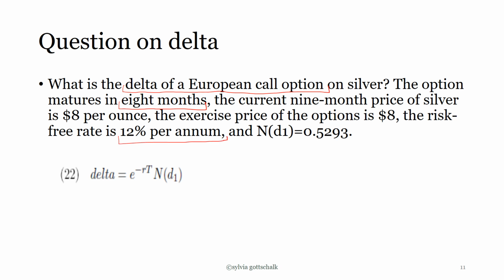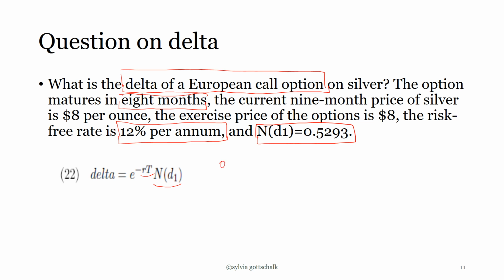Now, why don't you need the current price of the silver, etc.? Because delta has no current price of anything. You see, the only thing you need for delta is the risk-free rate, the maturity, and the normal distribution value for D1, which is given to you. So I've put in red here the only information that you need to calculate the delta. All you have to do is plug in.